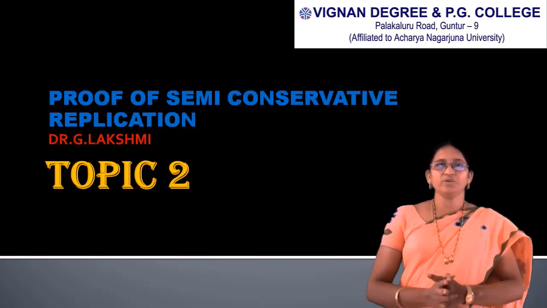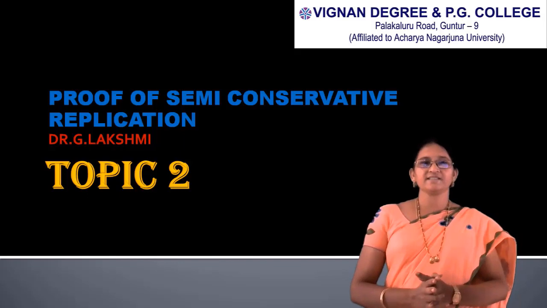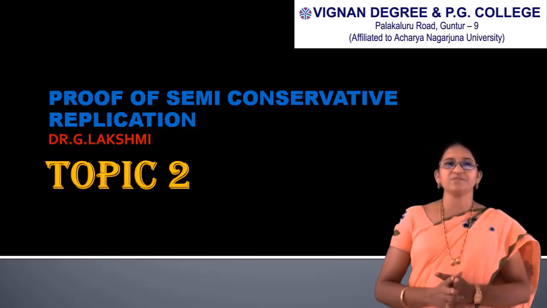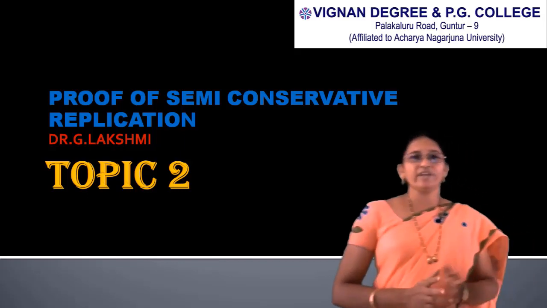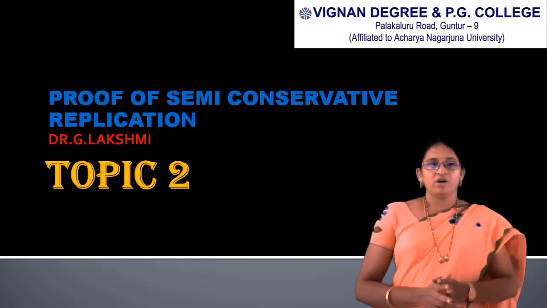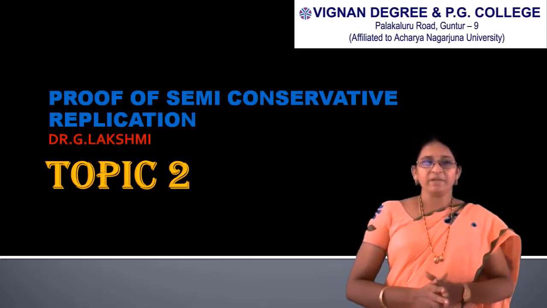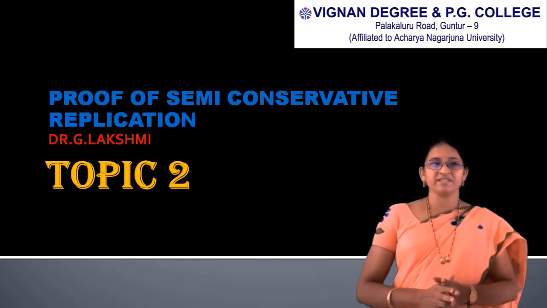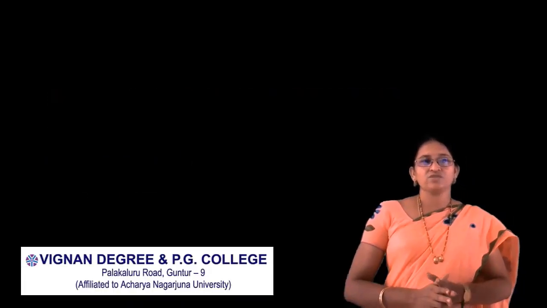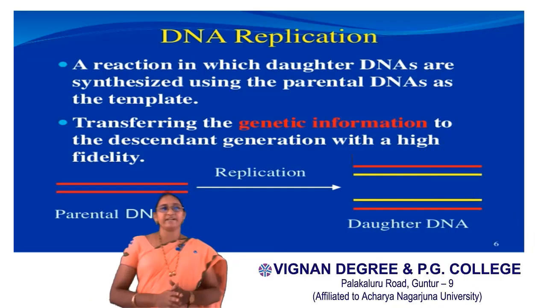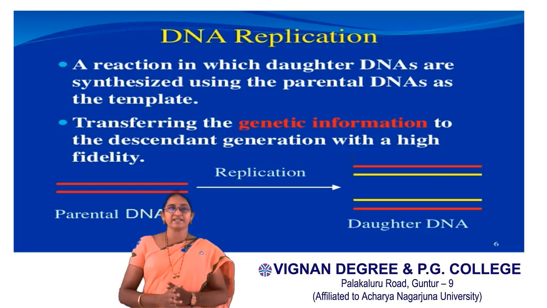Now we are moving on to the second unit. In the last classes we discussed the enzymes involved in replication. Now we are moving on to the semi-conservative mode of replication, the proof given by Meselson and Stahl's experiment. So first of all, before going to study the replication, who has given the proof? For this kind of replication should be studied.